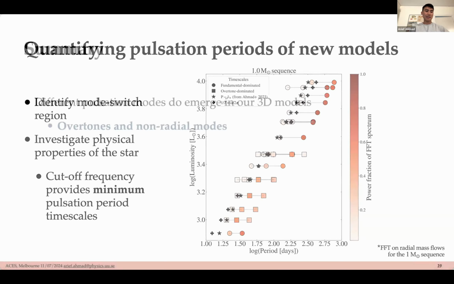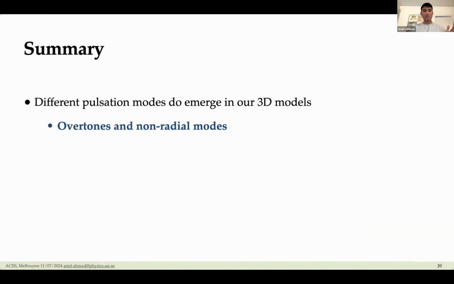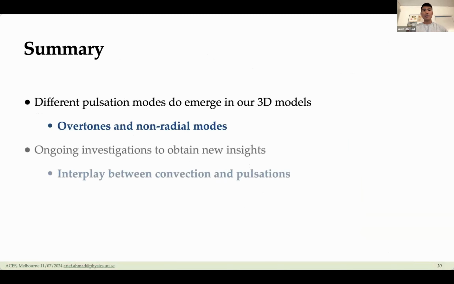So that is what I have to say. I know it's a fairly simple talk, but it's mainly to highlight that for our new sequence of models, we are beginning to see overtones and non-radial modes, which is very exciting. Of course, we're doing various investigations to look at what we can obtain.